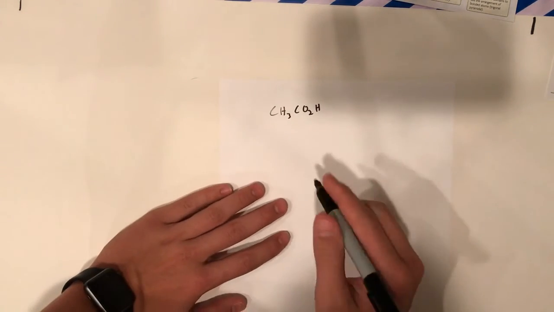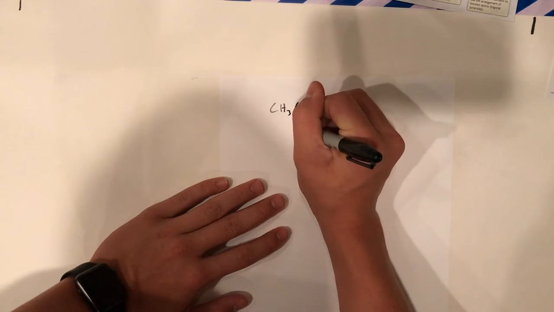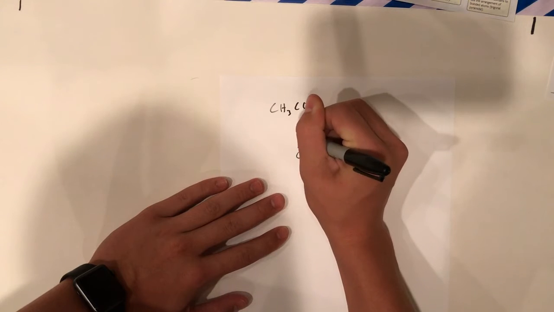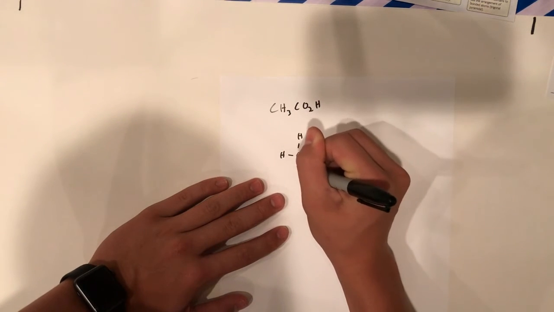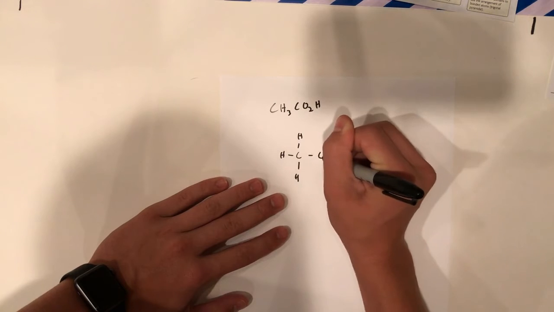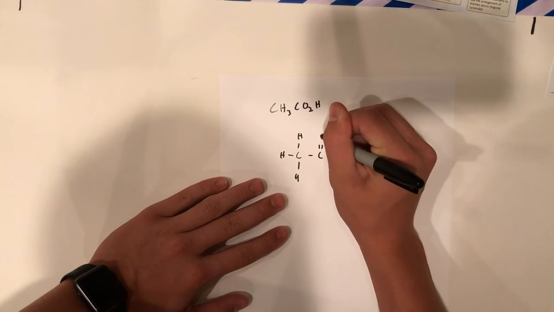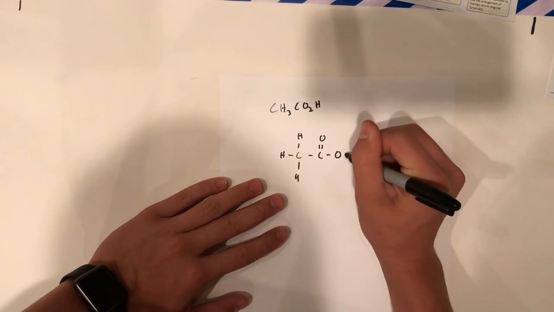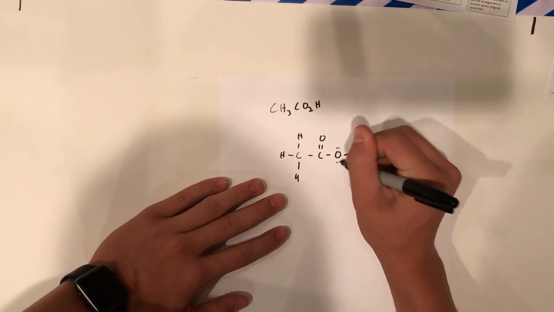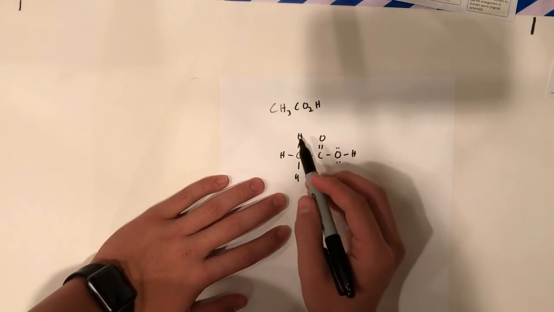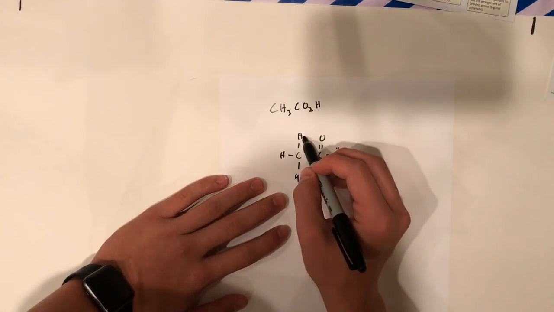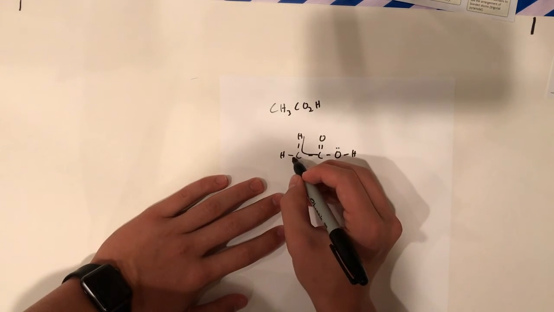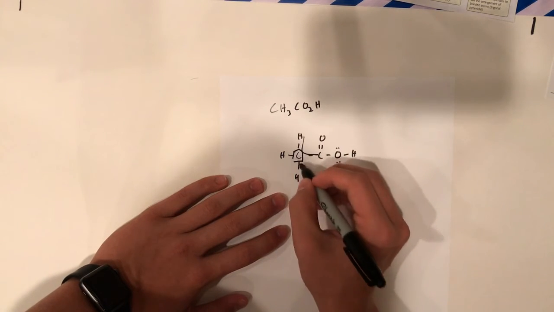So the first step is always to draw the Lewis structure. So the Lewis structure is the central atom, which is C, bonded to 3 hydrogen, bonded to another carbon. This is bonded to oxygen, and 1 hydrogen. So the hydrogen carbon-carbon bond is right here. So we need to figure out the molecular geometry of this carbon atom.